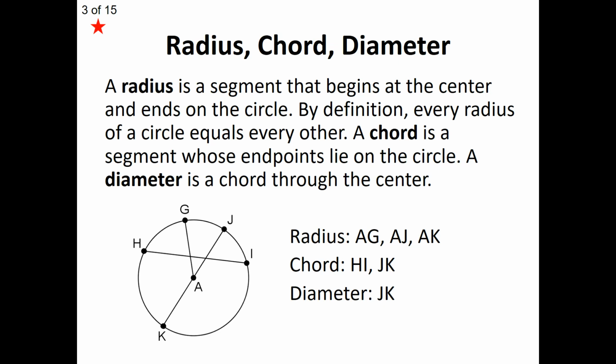So now if we were to choose two points such that their endpoints are on the circle, we call that a chord. Now there's a special type of chord though. We have what's called a diameter. A diameter is a chord that passes through the center of the circle.